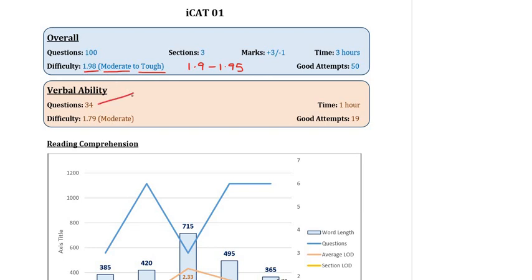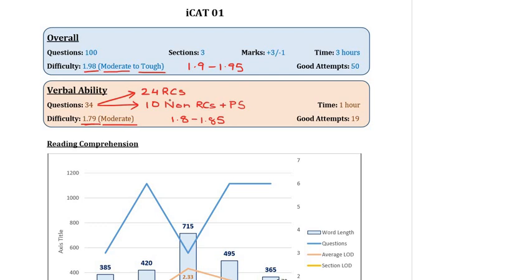Like always, it had 24 RC questions spread over 5 passages, and it had 10 non-RC questions which also comprise numerical entry plus para summaries. This particular section was classified as a moderate section with an average LOD close to 1.8. Again, just to give you a perspective here, the average LOD in CAT is 1.8 to 1.85. So in that sense, it was a perfectly representative section of the actual CAT verbal ability.